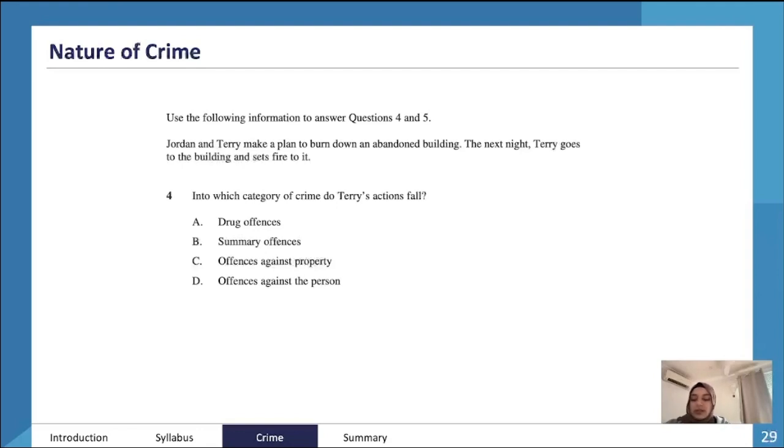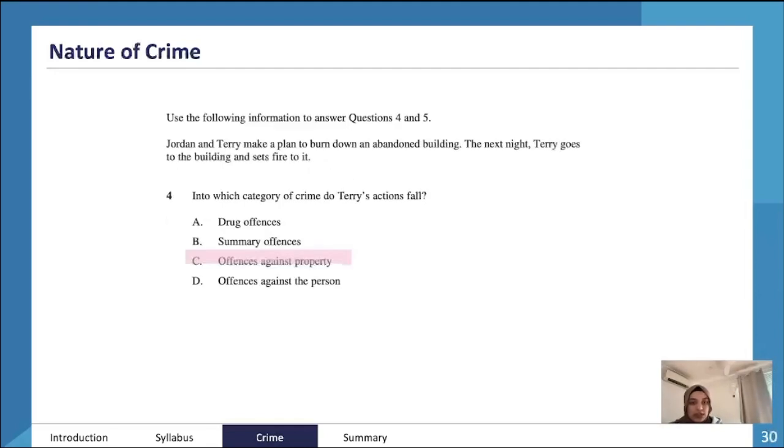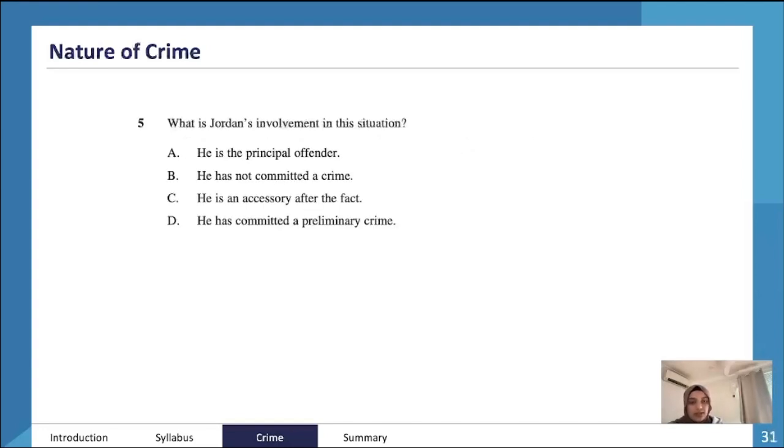Again, with this one, I don't think the answer would have been that difficult. It should just be property, right? It's an abandoned building, they're setting it on fire. That is very clearly offences against property. Now, what is Jordan's involvement in the situation? Remember, Jordan and Terry make the plan. Terry goes and burns the building. So what is Jordan's involvement in the situation?